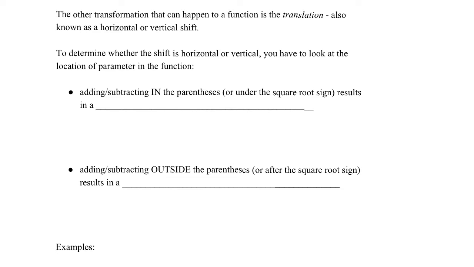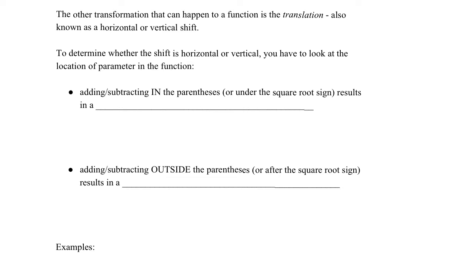Okay, so now that we've dealt with reflection and dilation, now we can look at translation. Translation is our horizontal or vertical shift. So to determine whether the shift is horizontal or vertical, you have to look at where the change is happening in the actual function. And it's only two places that it can happen.